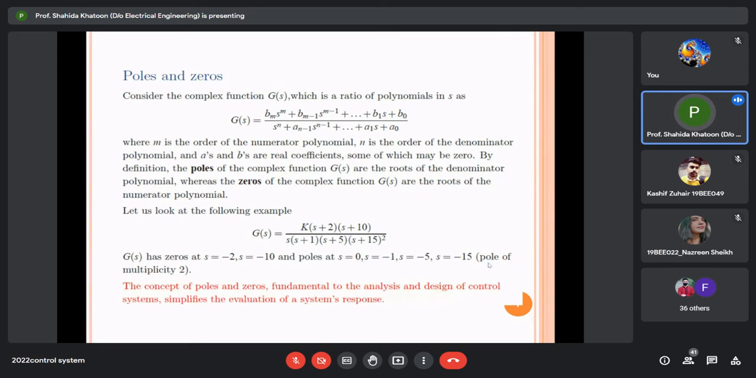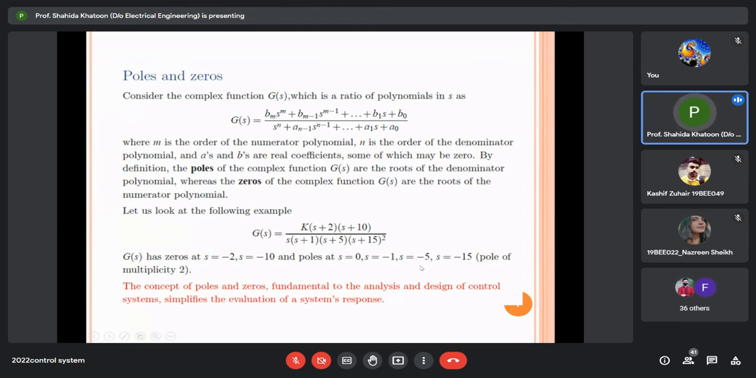Okay, so the concepts of poles and zeros are fundamental to the analysis and design of control systems, and they simplify the evaluation of a system's performance. Okay, so why are these called zeros? Zeros are called zeros because they are the values of the frequencies at which the transfer function of a given system becomes 0, right? Because if you substitute s equal to minus 2 here, you get 0, and 0 multiplied by any other value gives you 0, right? So at s equal to minus 2, g(s) becomes 0. So s is a frequency at which the system's transfer function becomes 0. Therefore s equal to minus 2 and minus 10 are called zeros of the system. And why poles?